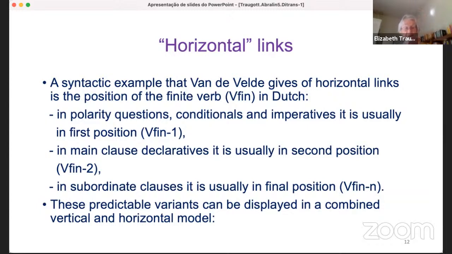In polarity questions, conditionals and imperatives it is usually in the first position. In main clause declaratives, it's usually in second position. And in subordinate clauses, it's usually in final position. These variants are predictable. They are not 100% predictable, because various kinds of rhetorical devices can be used to override them, but they are predictable and they can be displayed in a combined vertical and horizontal model, which is on the next slide.